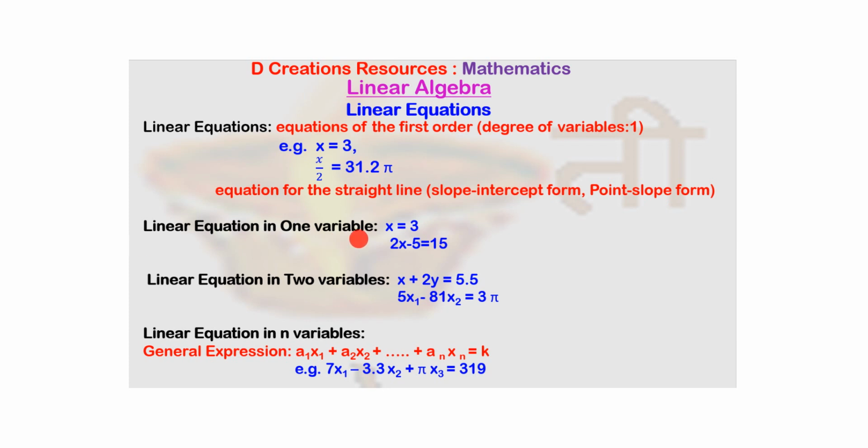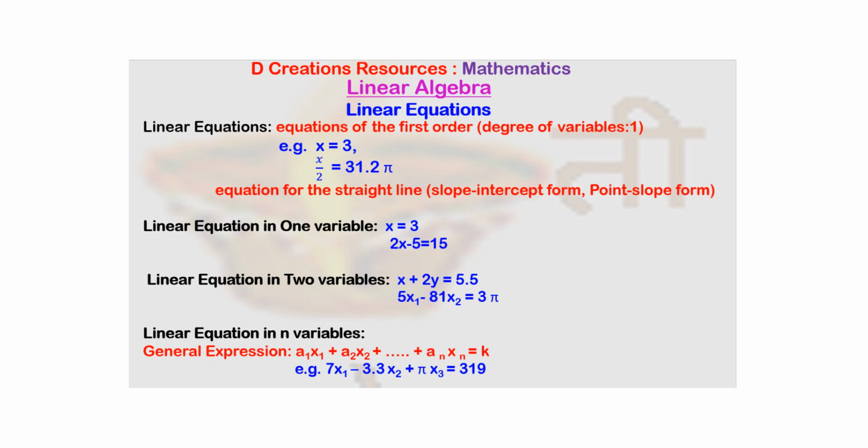If it is a linear equation in one variable, of course there is only a single variable. Say for example, x is equal to 3 or 2x minus 5 is equal to 15. You can see x is the only variable. But there could be a situation when there are two variables in a linear equation. For example, x plus 2y is equal to 5.5 or 5x1 minus 81x2 is equal to 3 pi. Again, specifically I am using these irrational numbers here to highlight, like we did previously, that it's not necessary that the constant has to be an integer.